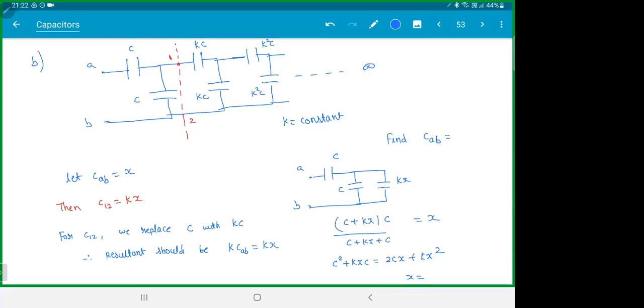All clear with this? Any doubts on this, please ask me. Got the idea? Next one. Ritam, come on.